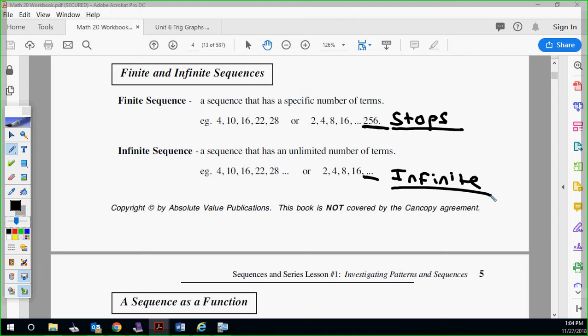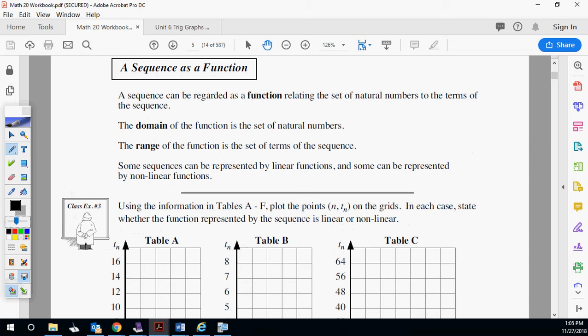Any questions on that? Okay. Great, keep on going here. A sequence as a function. So we can write these as functions a lot of times. For example, something that's doubling every time is simply a line with a slope of 2, right? Because every time, like 2x plus 1, every x value it jumps up by how much? 2. So that's a pattern of 2, right?